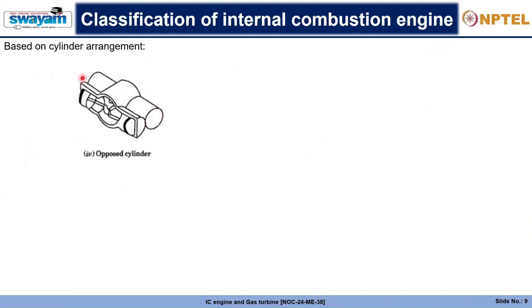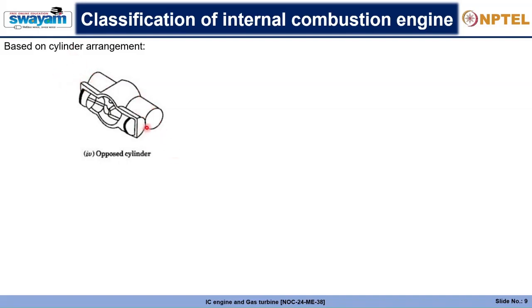Then we have the opposed cylinder. The interesting thing is that in the opposed cylinder, the cylinders are in a straight line, and the pistons are facing opposite to each other. So the crankshaft is in between, and accordingly the combustion will take place at the two ends of the cylinders. This is one cylinder, this is the second cylinder.